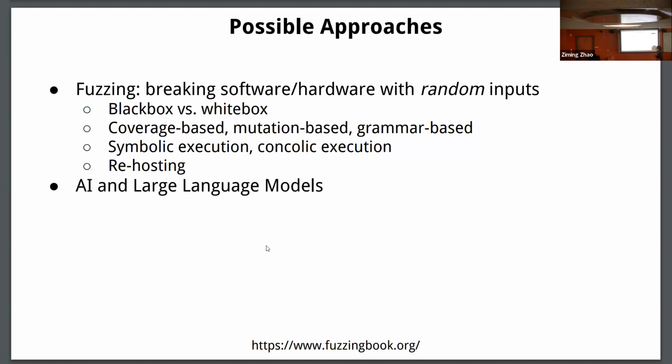There are black box fuzzing or white box fuzzing. There are also other approaches in the middle. Black box fuzzing means you don't really see the internals of the program you are testing or hacking. White box means you see everything, or gray box, you see something.